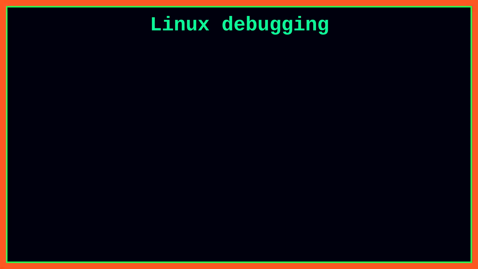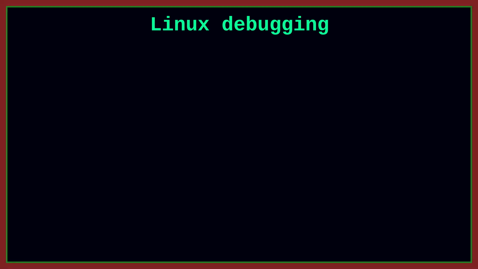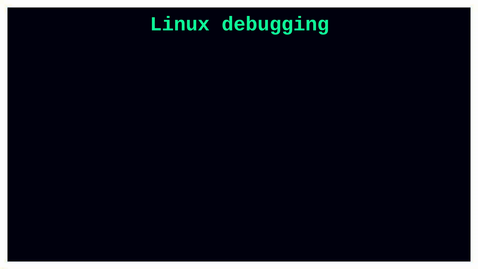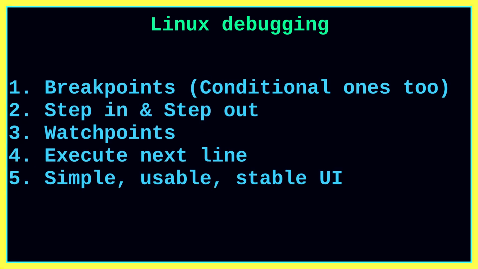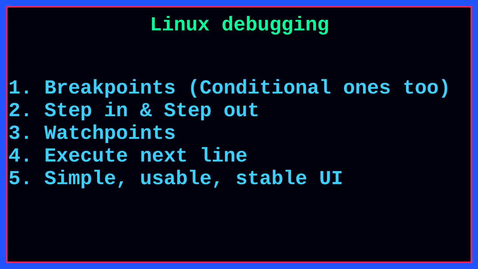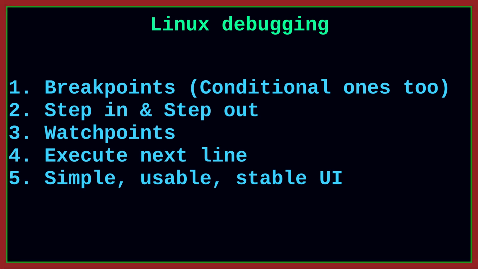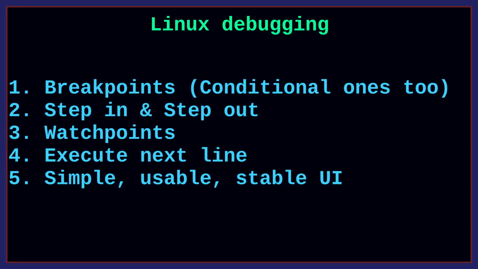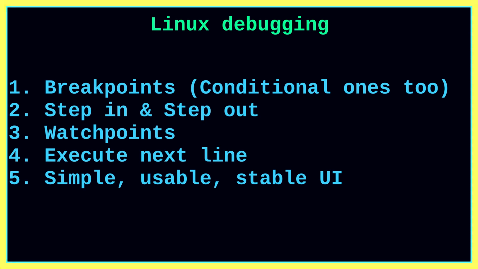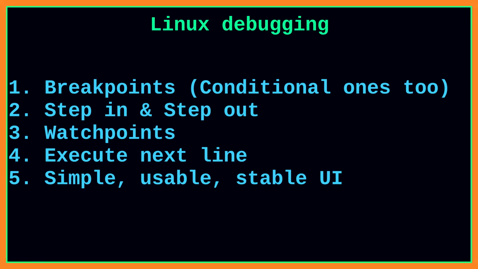Okay, so I'm a very simple man. I don't need that much from a debugger, so here are the things that I'm specifically looking for. First, I need breakpoints, and I need them to be conditional if I want to. I need to be able to step in and out of functions. I need to be able to set watch points. I need to be able to go to the next line without having to put a lot of extra breakpoints in my code. And last, but most important of all, I need a simple, usable, stable user interface.